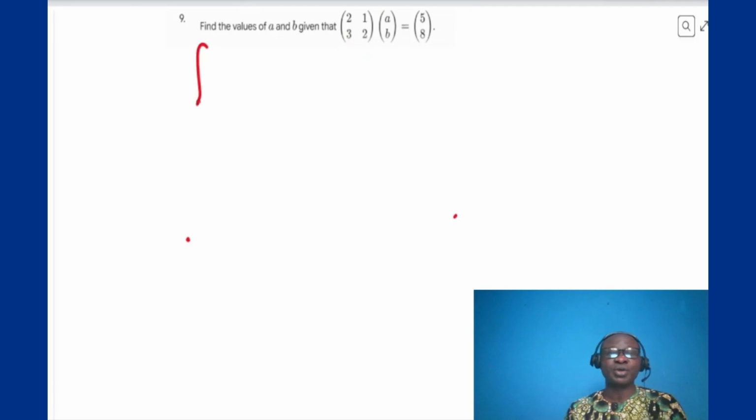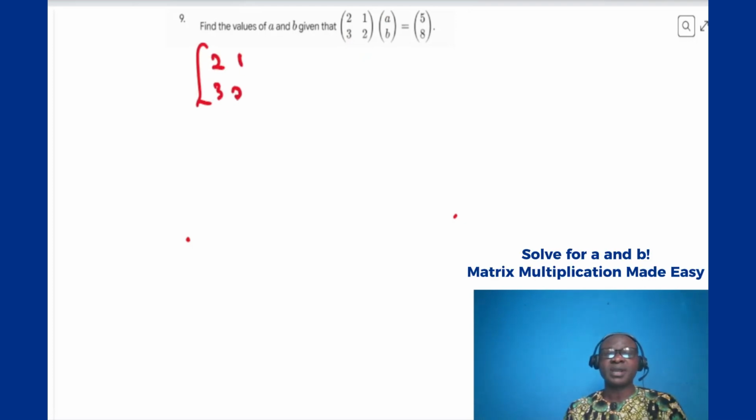I will do 2, 1, 3, 2. I'll use it to multiply AB. This is going to give me 2 multiplied by A. This is letter A. 2 multiplied by A will give me 2A plus, please follow me attentively.